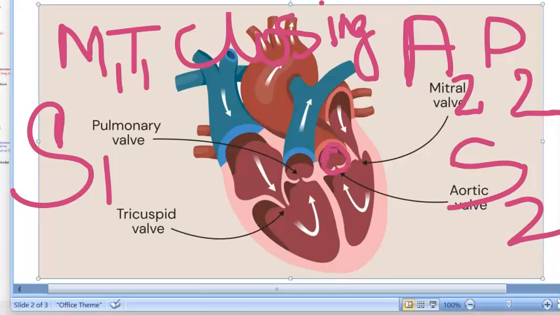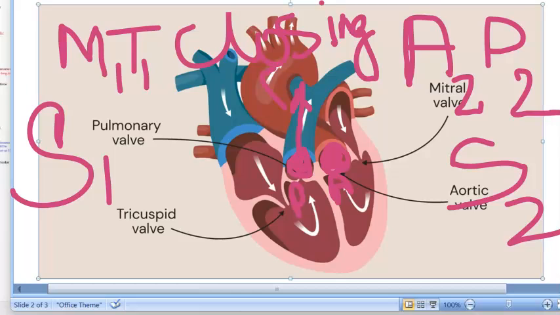So A2P2. Now, where is A? A is here. This is the aortic valve. That is where the blood is going into the aorta. And this one is the pulmonary valve. So they're shown in blue. Blue color means what? Deoxygenated blood. Where is it going? It is trying to go to the lungs, pulmonary. Okay, so this is the pulmonary valve. This is the aortic valve. Remember, A comes first and then P2 comes in the sounds.